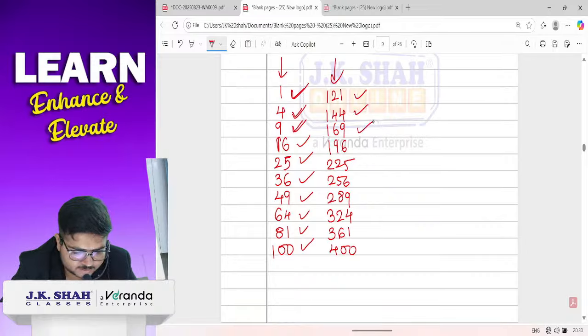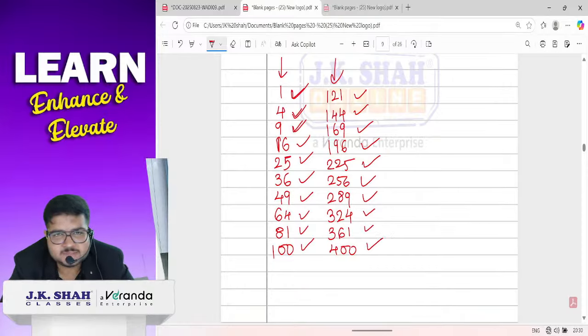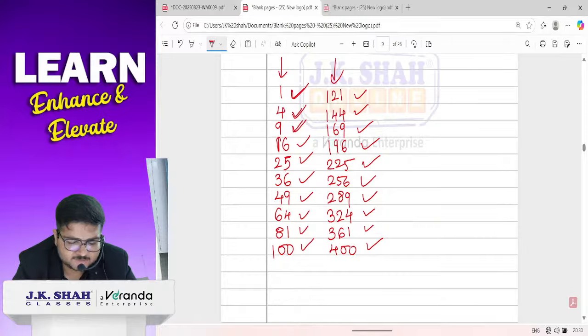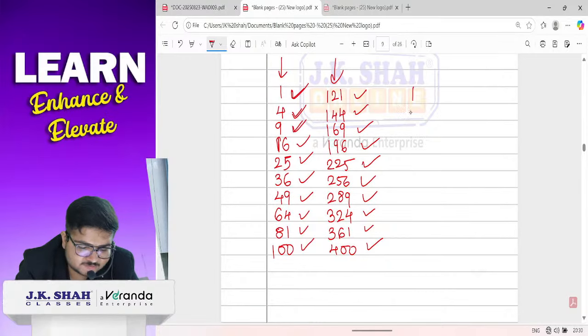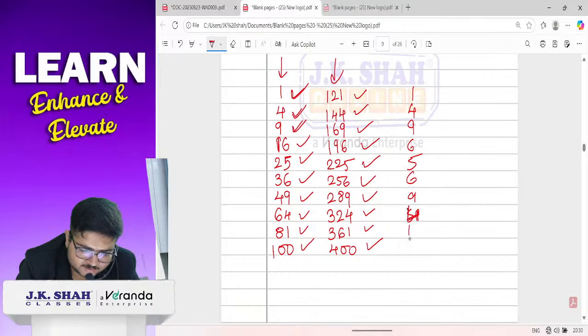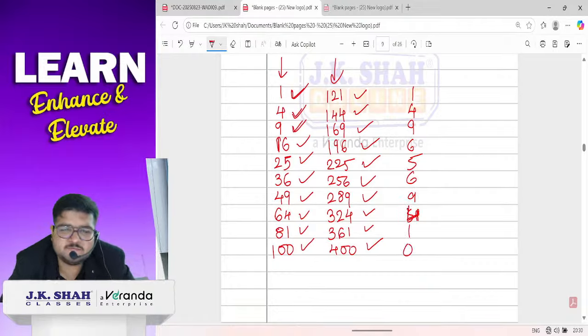1, 4, 9, 6, 5, 6, 9, 4, 1, 0. This is the same pattern, right? Even if you take squares from 31 to 40, 41 to 50, every time the last digit will be 1, 4, 9, 6, 5, 6, 9, 4, 1, 0. This pattern will keep on coming an infinite number of times.